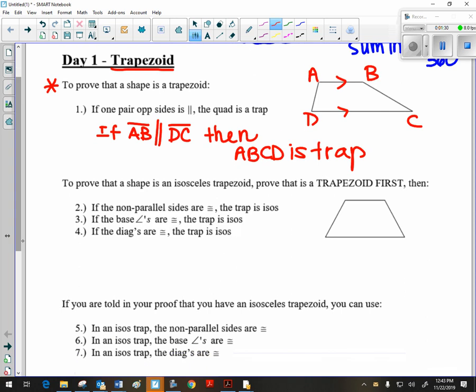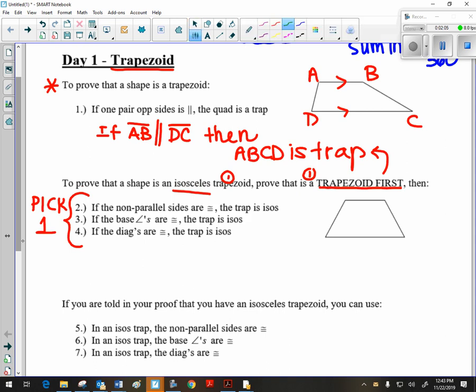Now, if we want that trapezoid to also be shown to be an isosceles trapezoid, what it says is, in step 1, you have to make sure that it's a trapezoid first, which means you have to do the above. And then you have to pick one of these 3 ways to show that it's isosceles. So it can't be an isosceles trapezoid until it's first a trapezoid. Step 1, make it a trapezoid. Step 2, pick one of the 3 ways to make it isosceles.